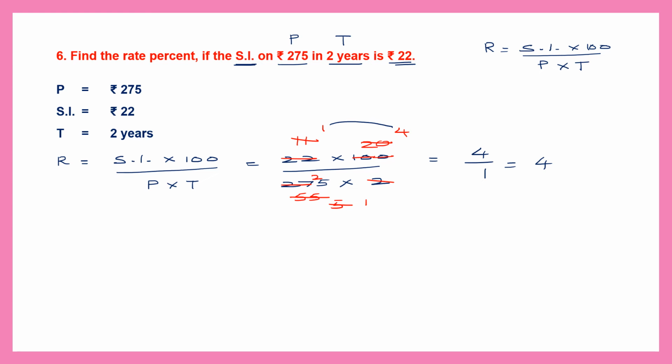So now we have found the rate. Rate of interest is 4%, and as you can see the time is in years. So this will be 4% per annum. So let's write that down, 4% per annum. So we've got our answer. We have found the rate of interest to be 4% per annum.